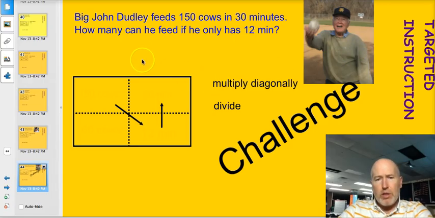All right, here's the problem. Big John feeds 150 cows in 30 minutes. How many can he feed if he only has 12 minutes? How are you going to do that? Give it a shot.